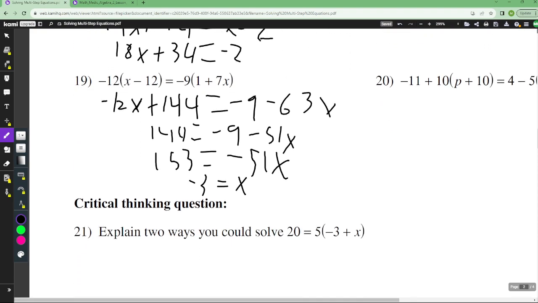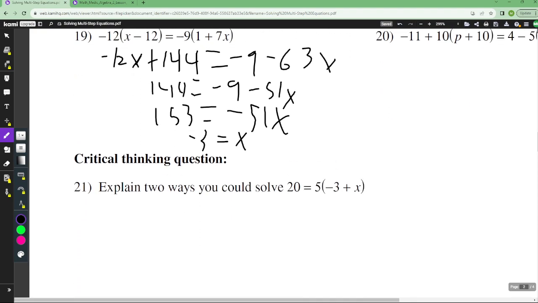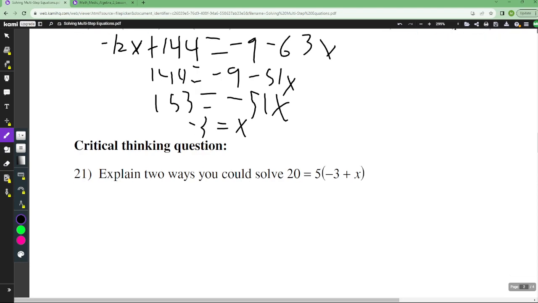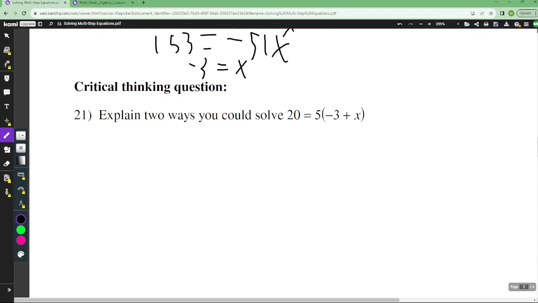Go on to our final review here, our critical thinking. Two ways we could solve 20 equals 5 times the quantity of negative 3 plus x. If you think about it, you can either distribute or divide. So we'll do divide first.